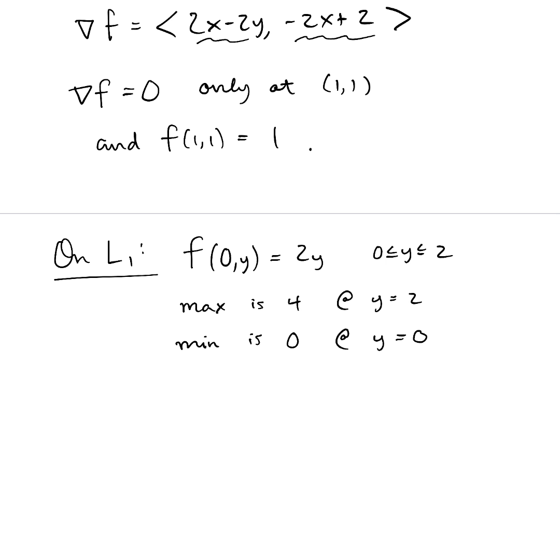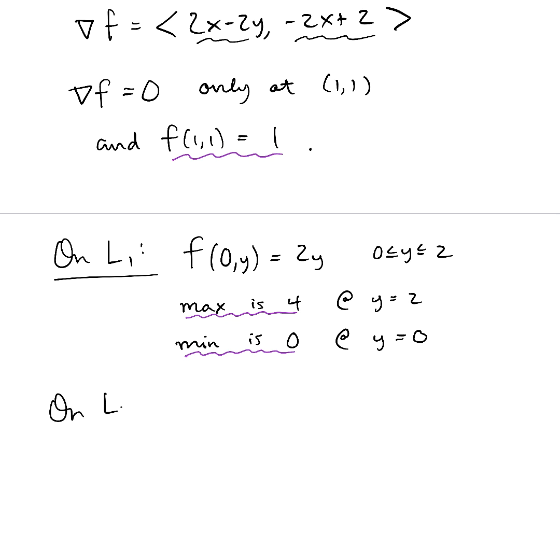We know that at the interior critical point, the function comes out to 1. We know on the piece of the boundary called L1 the biggest the function comes out is 4, and the smallest the function comes out is 0. Let's move on and assess L2.